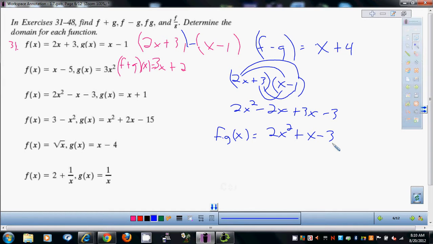Believe it or not, f divided by g is the easiest one. F divided by g is the easiest because you literally just stack them on top of each other, and unless something reduces, which won't often be the case, you're done. So f divided by g is literally f divided by g.